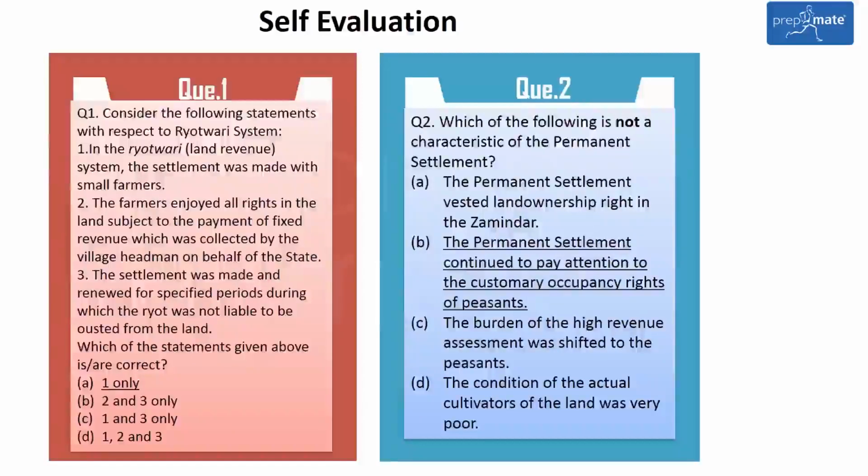Option C. The burden of the high revenue assessment was shifted to the peasants. This statement is also correct. Option D. The condition of the actual cultivators of the land was very poor. This statement is also correct. Thus, options A, C and D are correct. We are looking for the incorrect statement. Thus, through elimination technique, option B is the correct answer.